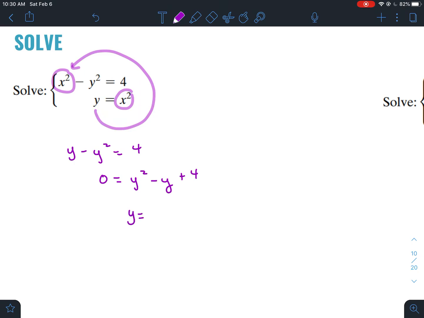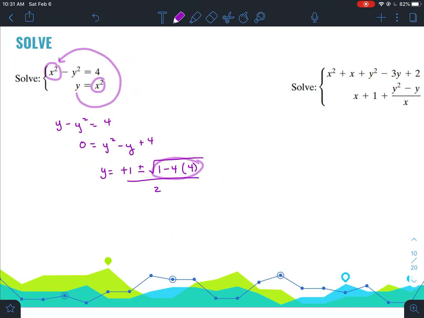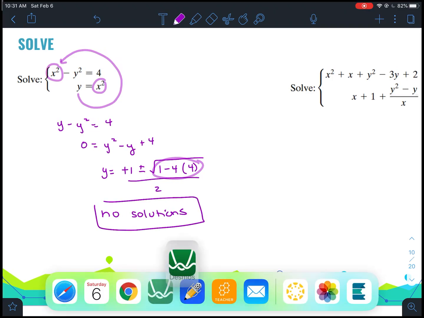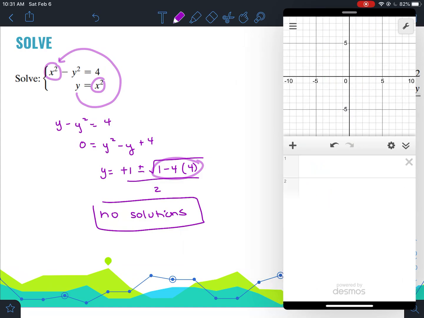And so y is going to equal the opposite of b. So it's going to equal positive 1 plus or minus the square root of b squared minus 4 times a times c, all over 2 times a. But notice I'm going to have imaginary terms. So this should have no solutions because I get imaginary values for my y. So if I graph these two, they should not intersect.